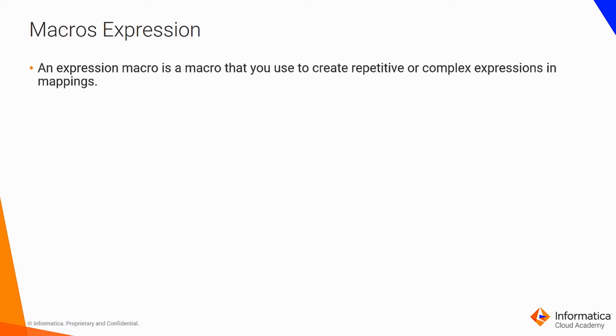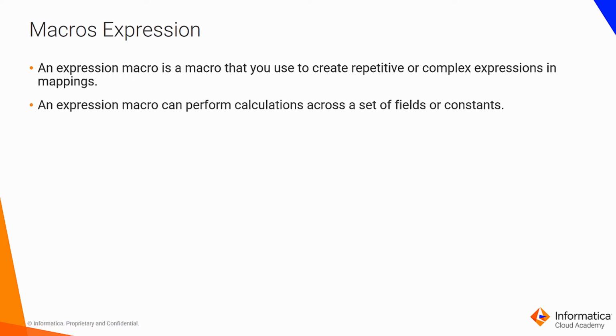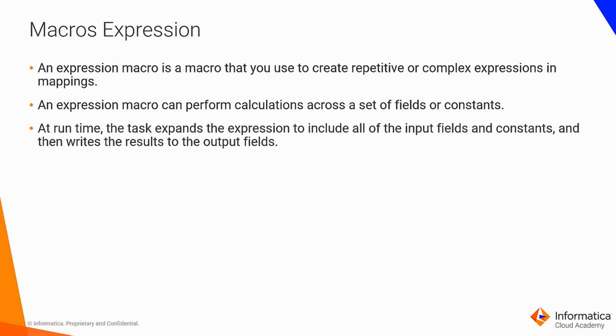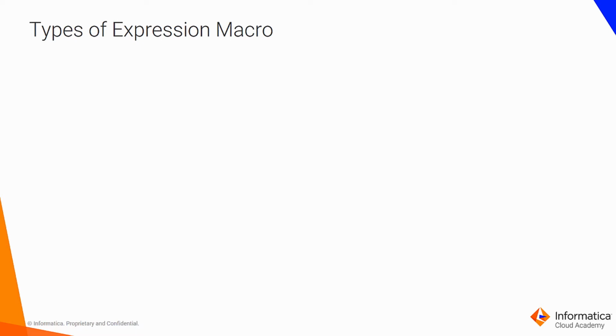An expression macro is a macro that you use to create repetitive or complex expressions in the mapping. An expression macro can perform calculations across a set of fields or constants. At runtime, the task expands the expression to include all of the input fields and constants, and then writes the results to the output field.